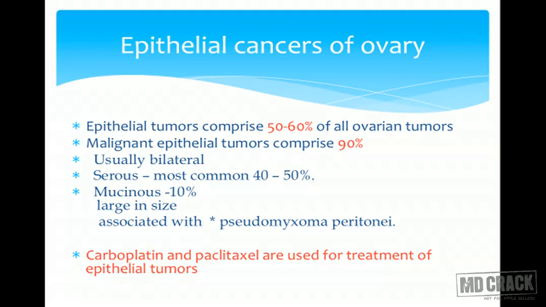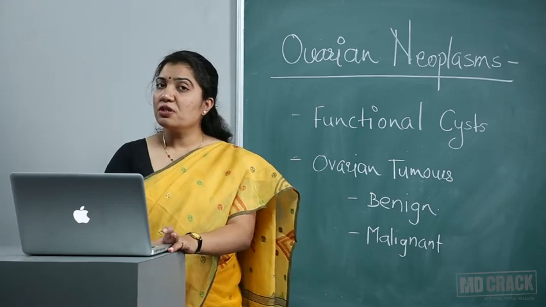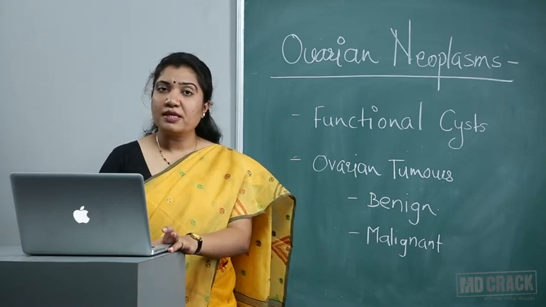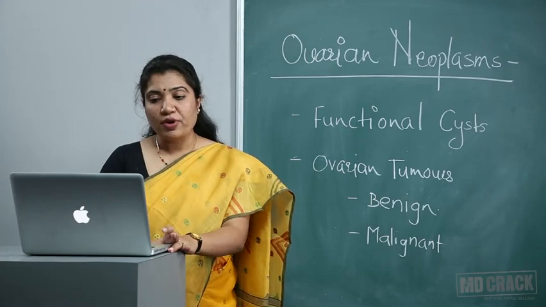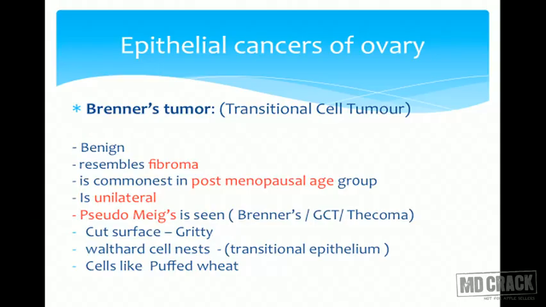And chemotherapy has different drugs. Especially for epithelial tumors, the drugs are carboplatin and paclitaxel. So you have to remember these two drugs for the treatment of epithelial cancers from the point of view of your exams. The fifth variety of epithelial cancer is Brenner's tumor.